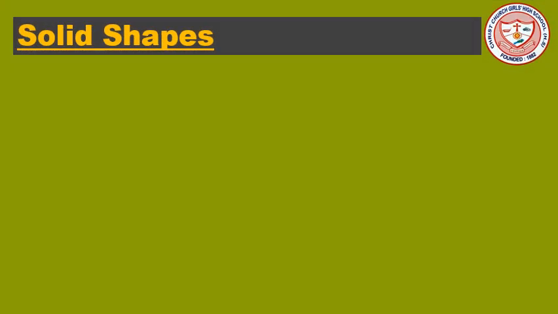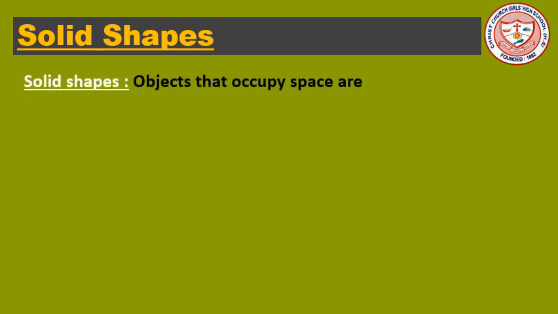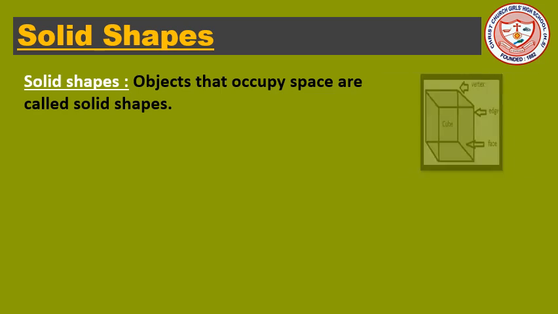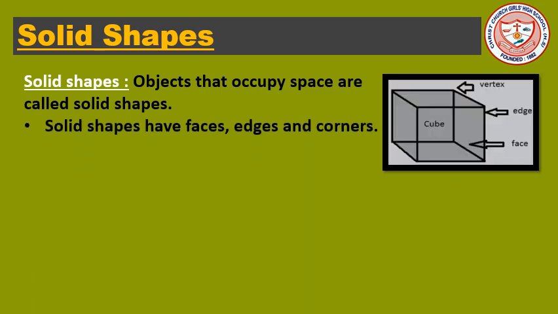Now, let us revise. What are solid shapes? Objects that occupy space are called solid shapes. Solid shapes have faces, edges, and corners or vertex. These are called 3D shapes.